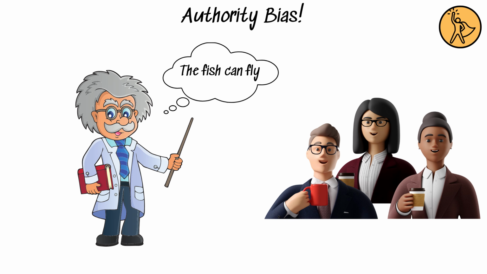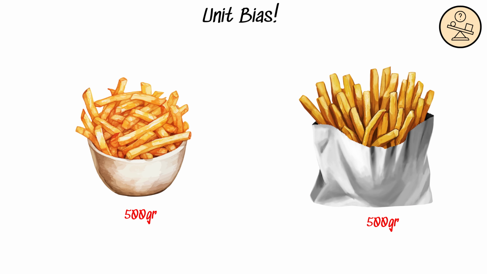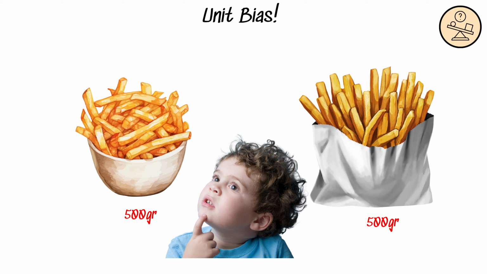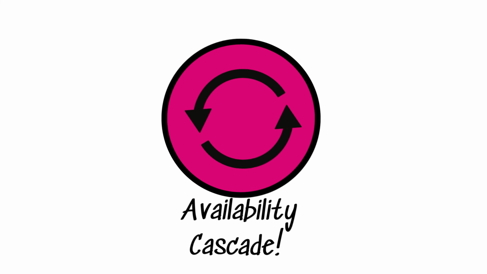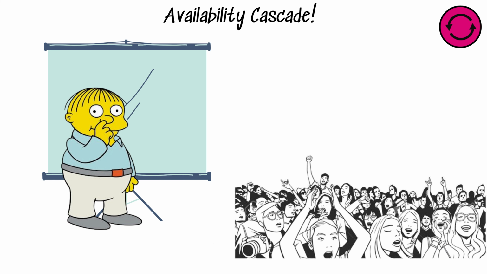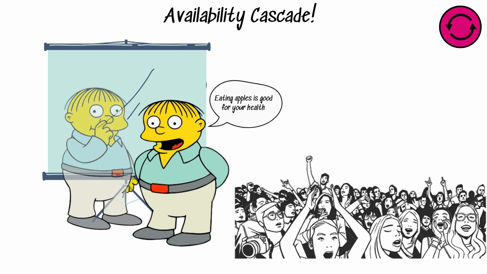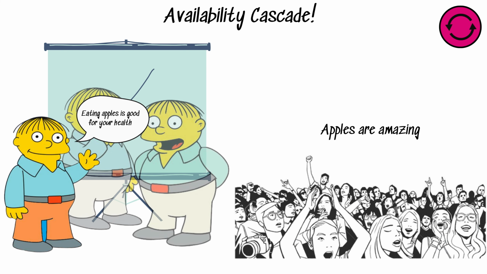Authority bias, the inclination to assign higher credibility to the viewpoints of authority figures, irrespective of the substance of their opinions. Unit bias, the inclination to consume a recommended standard quantity, irrespective of its suitability for the individual. Availability cascade, a self-reinforcing cycle that occurs when a collective belief becomes more credible as it is repeatedly encountered in public discussions, linked to the availability heuristic.